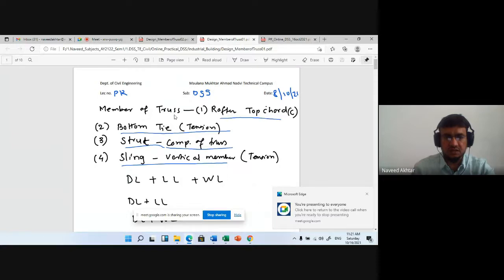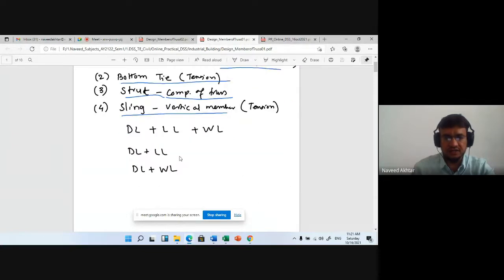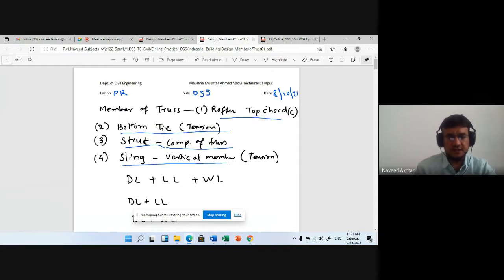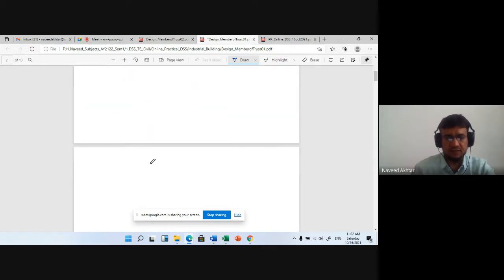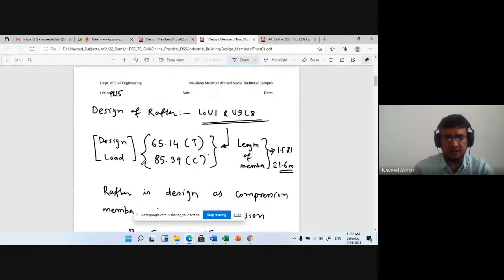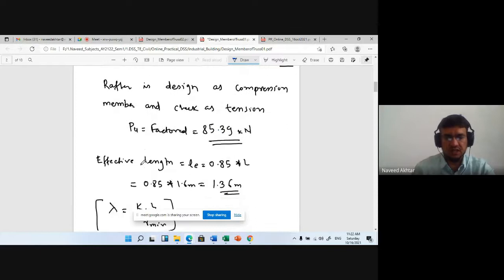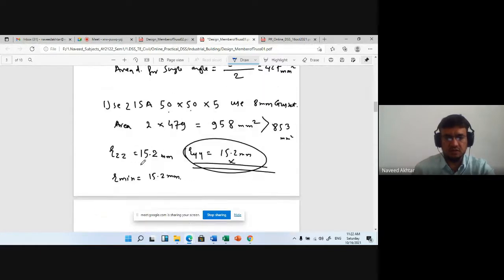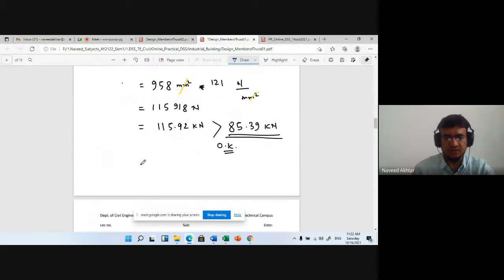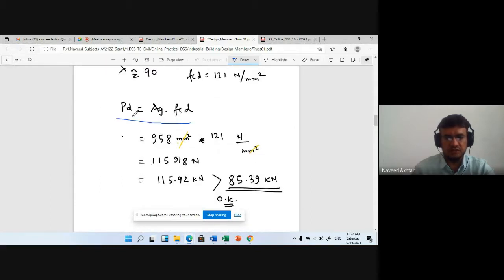That is the practical on 8th October. You complete the design of rafter and design of bottom tie. For that we have taken the design load from our force table, and if it is a compression member, then we have to find out the design strength of the compression member, and that should be greater than the load coming on that member. If that is okay, then you can say that it is safe in compression.